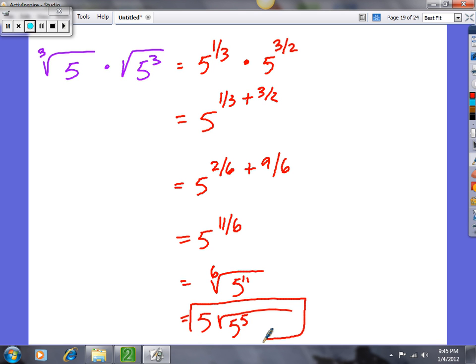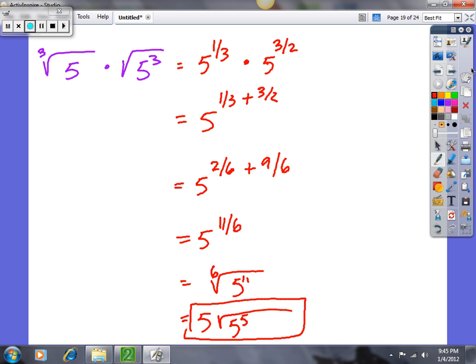That is your answer. So if they want you to simplify it and they give you radical form, your answer's got to be in radical form, but along the way it made it pretty easy to change them into exponential form. That's a good problem.